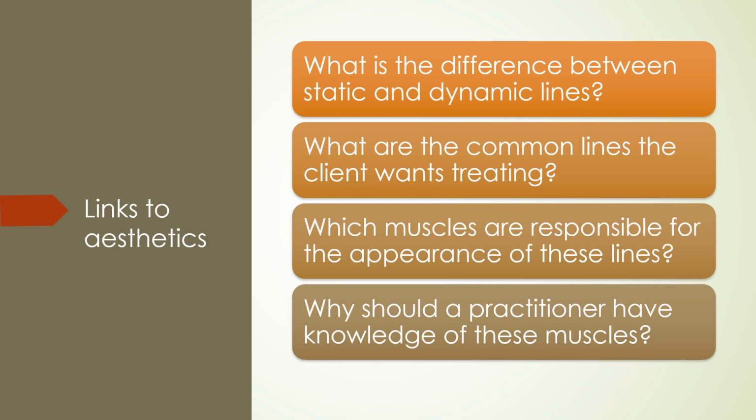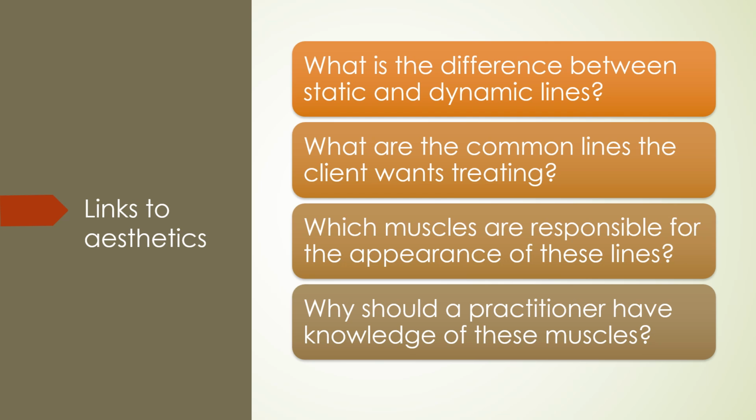So you can think like your corrugator and your procerus for causing the 11s. Your worry lines is your frontalis. You can look at naming some of these muscles and what can cause them with a contraction of which muscle. And then thinking about it, why should I as a practitioner have knowledge of these muscles?